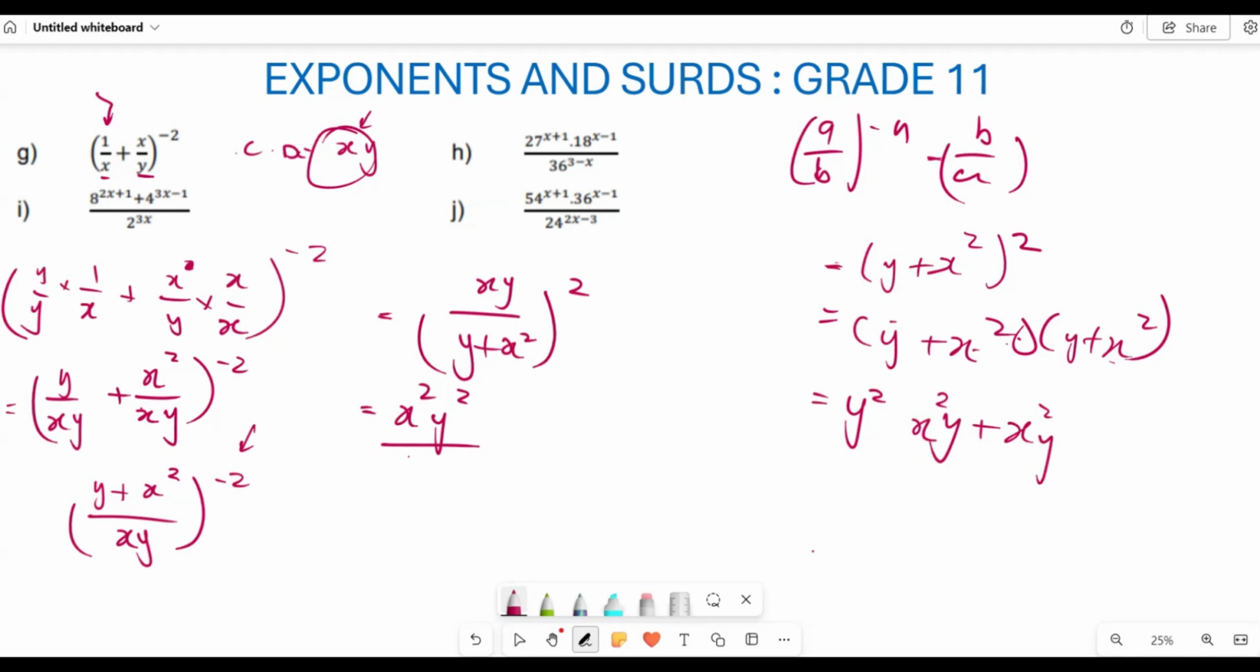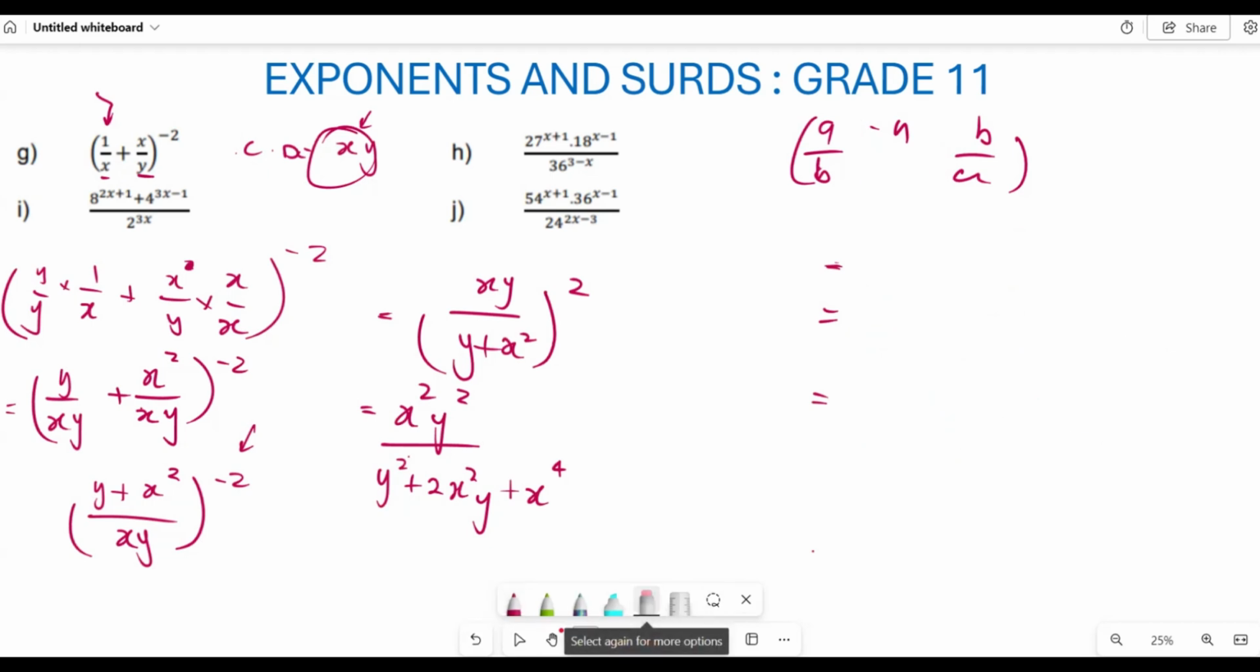Then the last one, what is that? You have x² multiplied by x². Multiplying powers of the same base, you add the exponents, so this is x to the power of 4, right? So this is the same as y² + 2x²y + x to the power of 4. That's what you are going to have in this particular question.